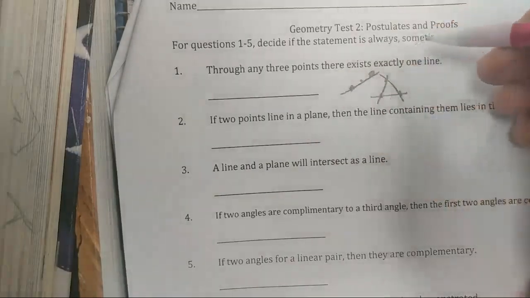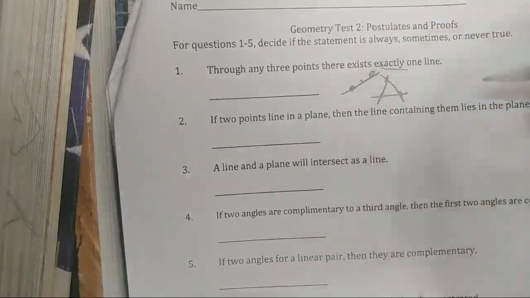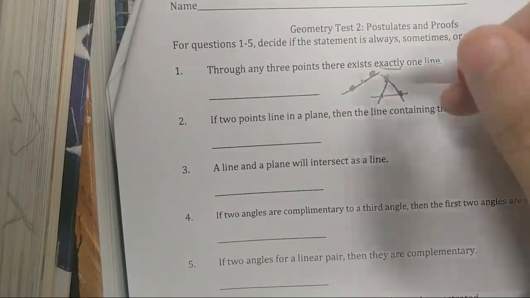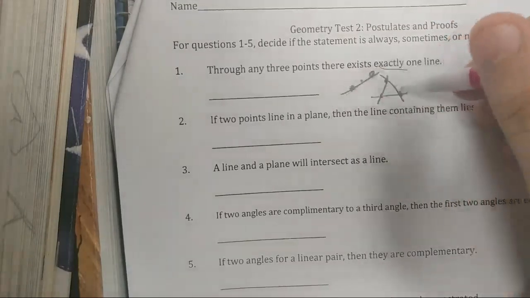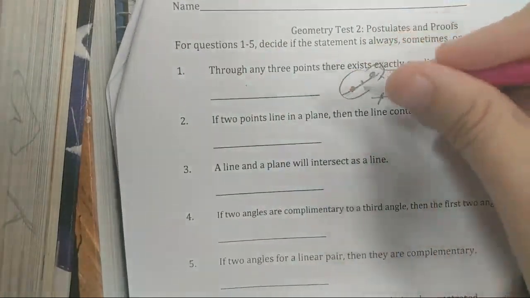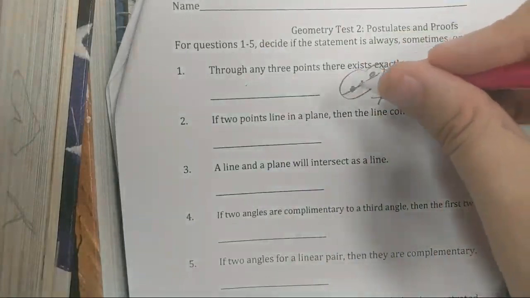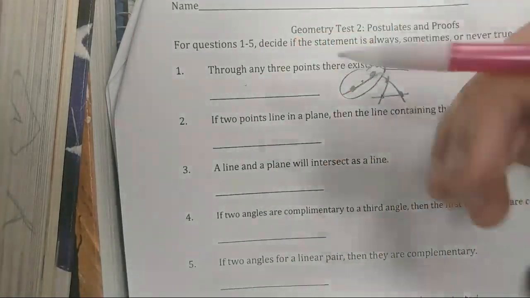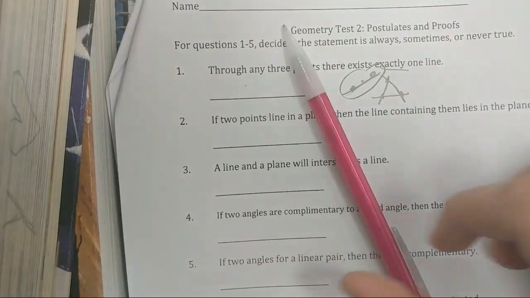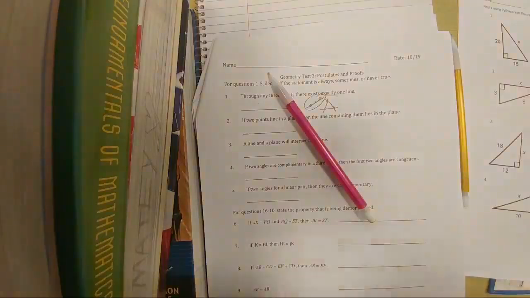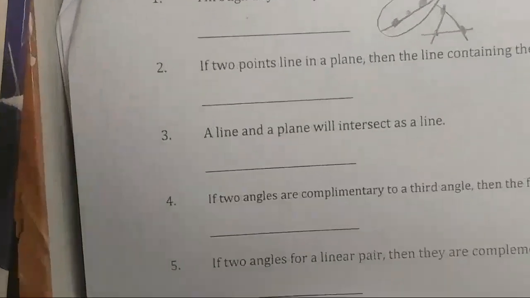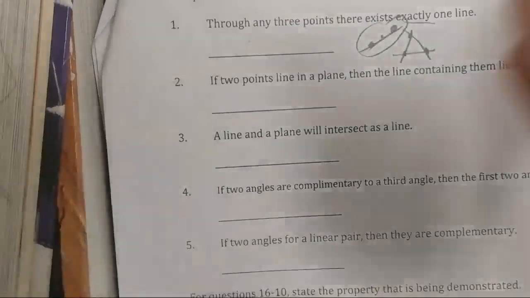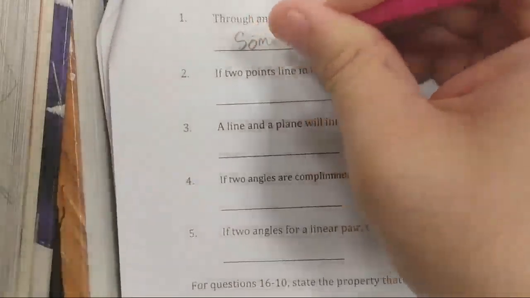So through any 3 points is exactly one line. Is it exactly one line? No. Sometimes, when it's lined up, but not most of the time. Because there's one case, this is more of an exception. Imagine if you threw 3 rocks on the ground, what's the chance that they will land in a straight line? Typically, not often. So because of that, we're going to call that a sometimes. But it could happen. So that's a sometimes.